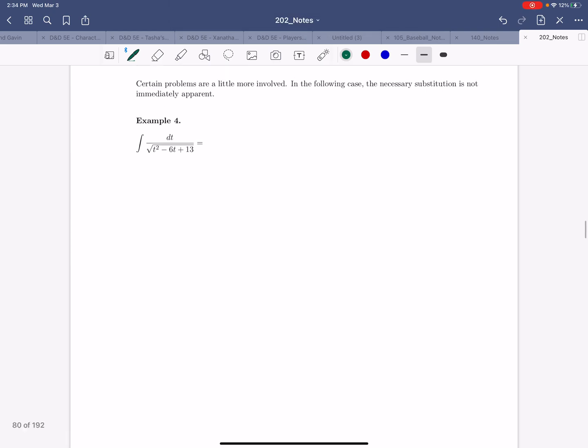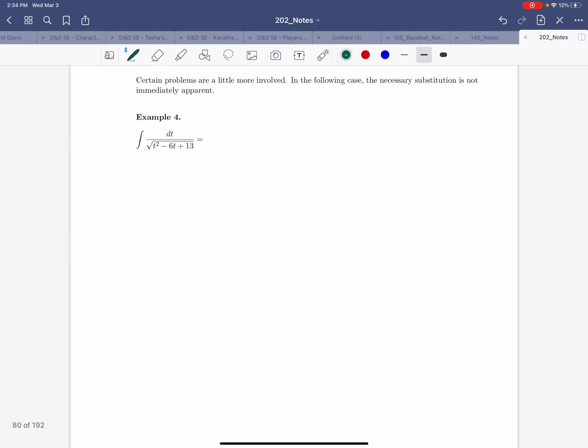Hey everyone, let's look at a slightly more involved trig substitution problem. Right, here I say in the notes, certain problems are a little more involved. In the following case, the necessary substitution is not immediately apparent. Because if we look, we notice we don't have t squared minus a squared or something like that.